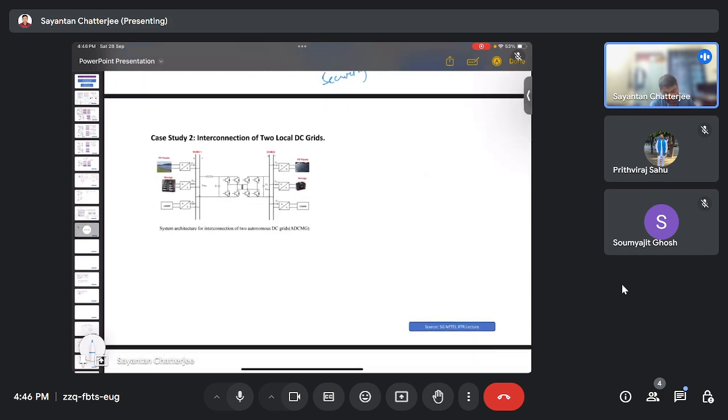So this is the architecture that we can see, interconnection of two microgrids. We can also see the system to be a networked microgrid in place. Okay. Control action is automatic if we can develop a DSO model and implement it for the microgrid.